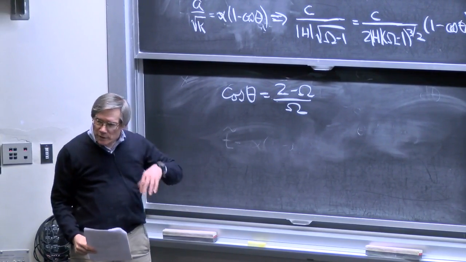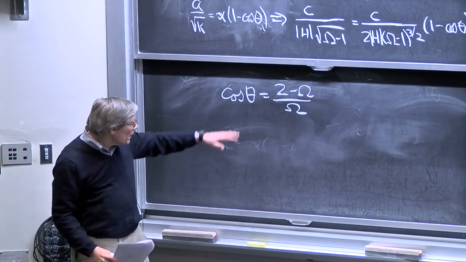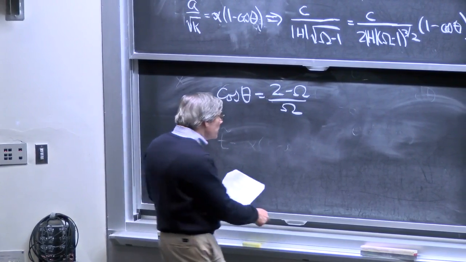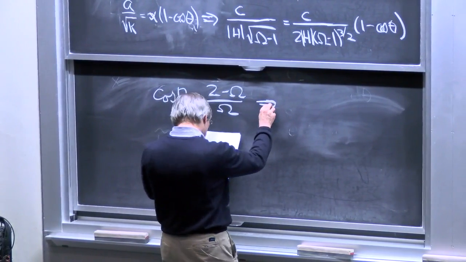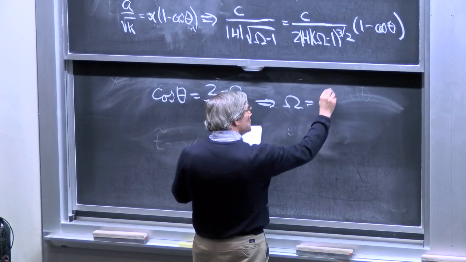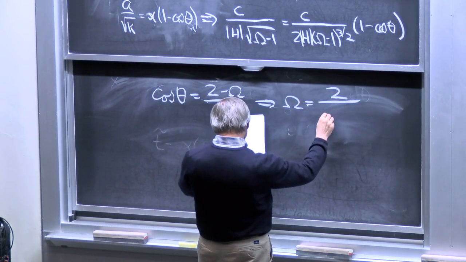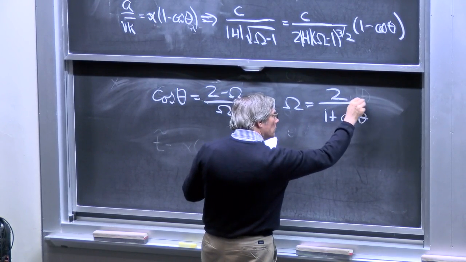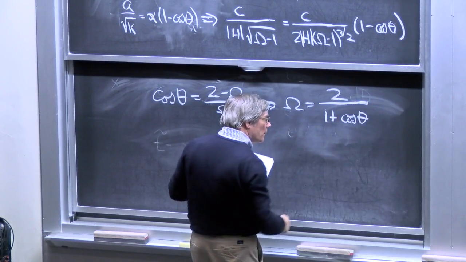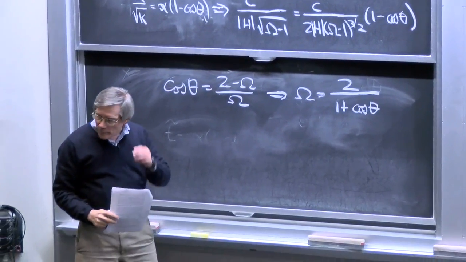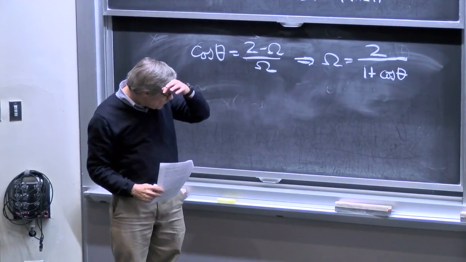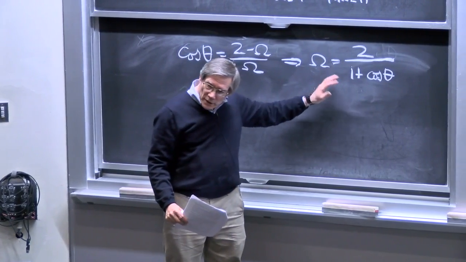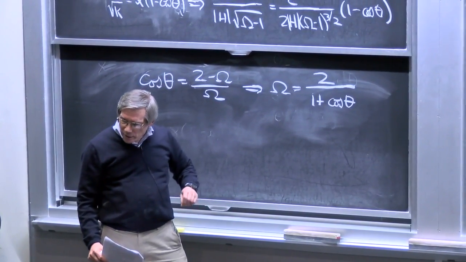So theta is directly linked to omega. If you know omega, you know theta. If you know theta, you know omega by that formula. And we could rewrite this the other way around by solving for omega if we want. Omega is equal to 2 over 1 plus cosine theta. Now we can look at this qualitatively to understand how omega is going to behave.